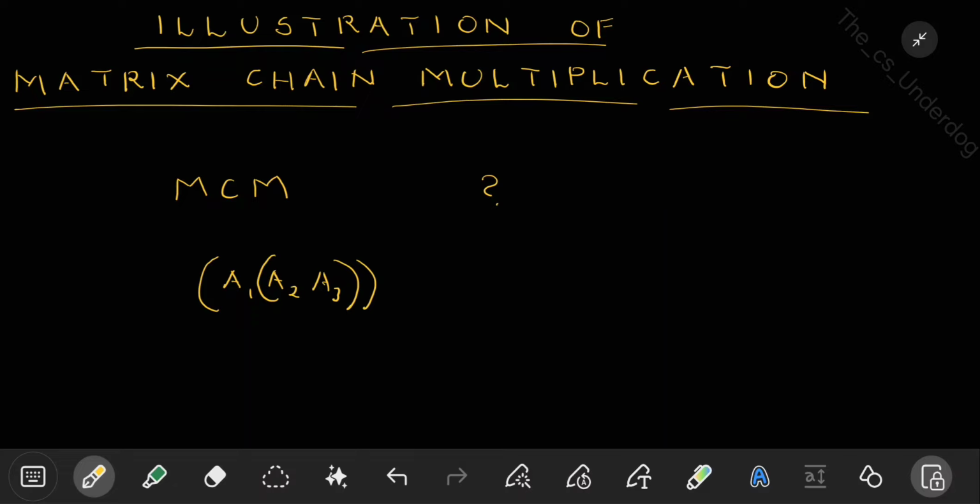So if there are a lot of matrices in sequence, let us say A1, A2 up to AN, then the number of scalar multiplications will differ very largely depending on whether you parenthesize this correctly or you are making a wrong way of parenthesization. Whatever way you may parenthesize, the final answer will be the same, but the number of scalar multiplications required to reach the final answer will differ. So let us see what we learned in the last lecture.